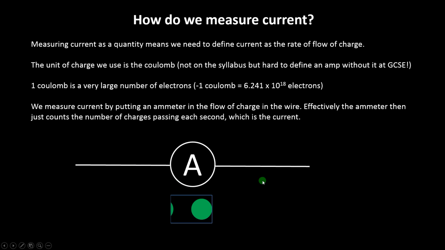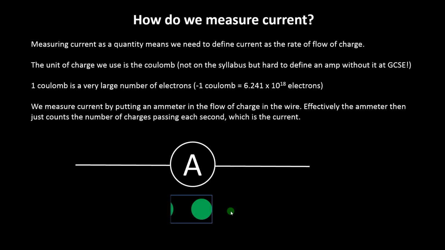Okay, so if you imagine the little green dots in here are a coulomb, which is just a very large number of electrons. Okay, then what the ammeter in a circuit effectively does is it counts the number of these coulombs flowing past every second, and that gives us the number of amps. Now, obviously, it doesn't actually. There's not a little person sitting there counting, but that's effectively what it is doing.